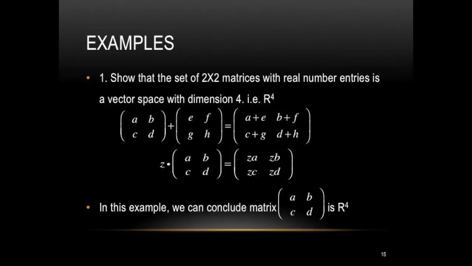So introduce A, B, C, D and E, F, G, H, and their result is A plus E, B plus F, C plus G, and D plus H. And introduce a real number set to do the scalar multiplication with A, B, C, D. The result is set A, set B, set C, set D. Since the result of the two matrices and the constant multiple are also in the vector space, we can conclude the matrix A, B, C, D is R4.